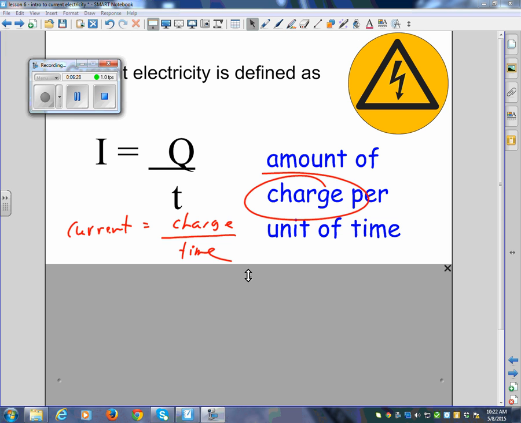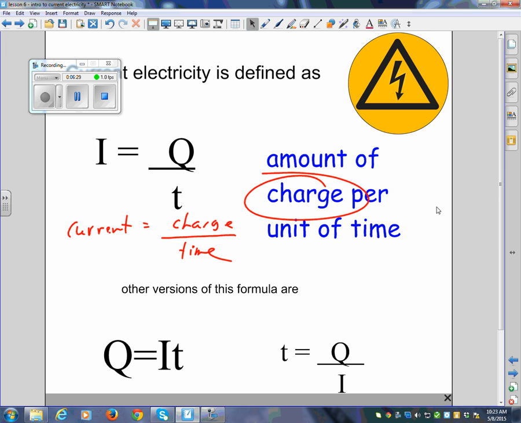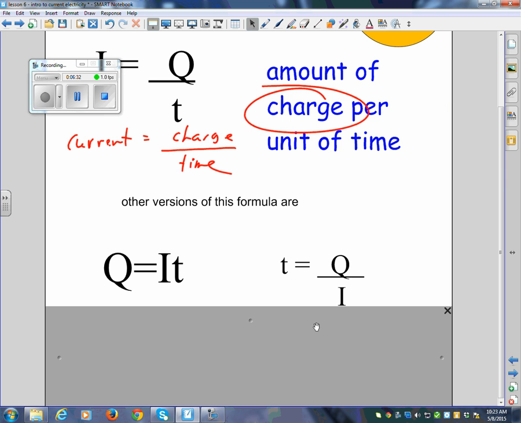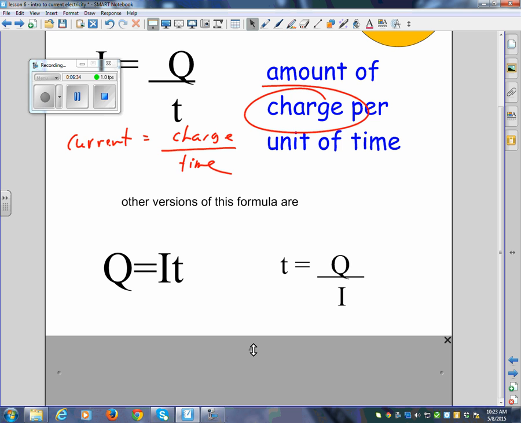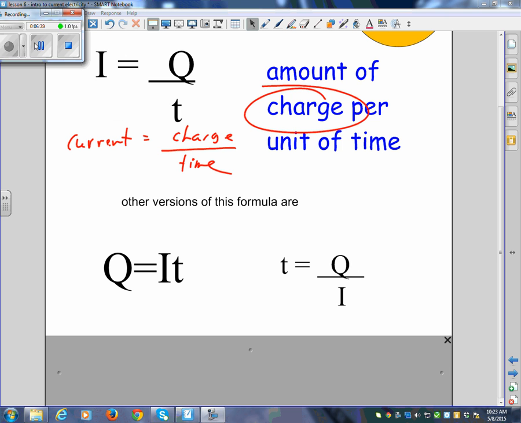Okay, now, there are other versions of the formula which you should write down. Those of you that might have a little more advanced math skills would know how we come up with these formulas. Q is equal to I times T. You're going to multiply both sides by T. Q equals I times T, or T is equal to Q over I. Do the Q and the I and the T all stand for the same things? Right, so you're going to write that down where it says other uses.